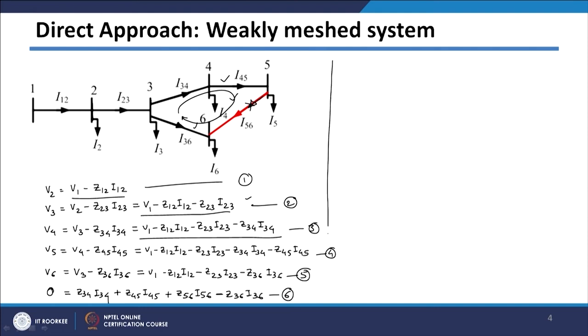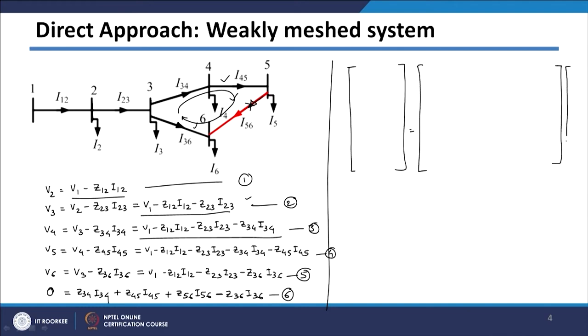And if you put them into matrix format, we have seen that the matrix is something like this. Here we know that this is nothing but V1 minus V2, V1 minus, so V1 is actually the voltage at this node, V1 minus V3, V1 minus V4, V1 minus V5, V1 minus V6, and here we are getting 0 for the last equation.